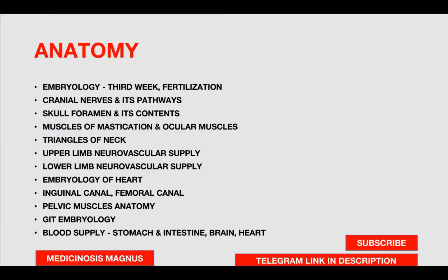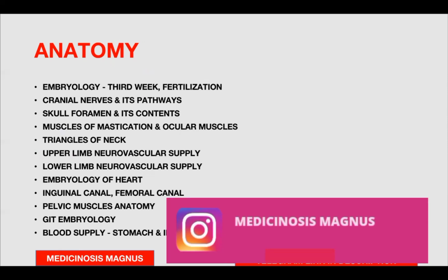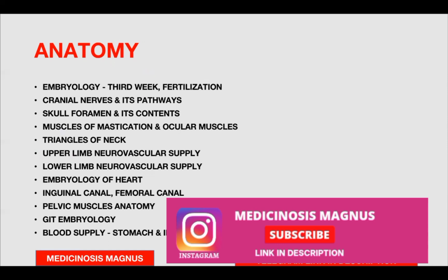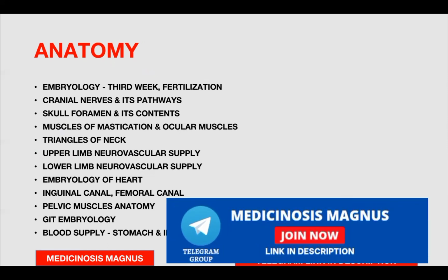So to start with, in anatomy, make sure that you know about the embryology, especially the third week, all the findings that are seen in the third week, and about the fertilization, the dates. All those things are very important. Female reproduction, male reproduction, fertilization, the zygote formation, all those things are very important.